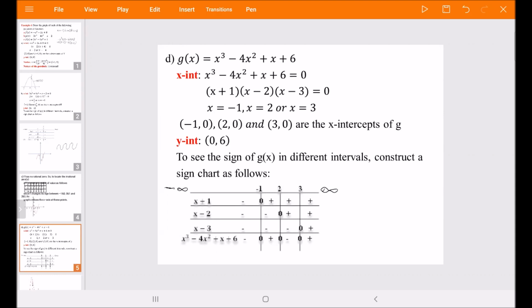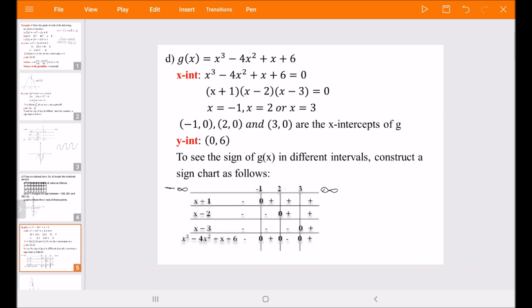Now this polynomial x cubed minus 4x squared plus x plus 6 is the product of x plus 1, x minus 2, x minus 3. That means the sign of x cubed minus 4x squared plus x plus 6 is the product of the signs of these three factors. Negative times negative is positive. Positive times negative is negative. So the graph of g lays below the x-axis for values less than minus 1.